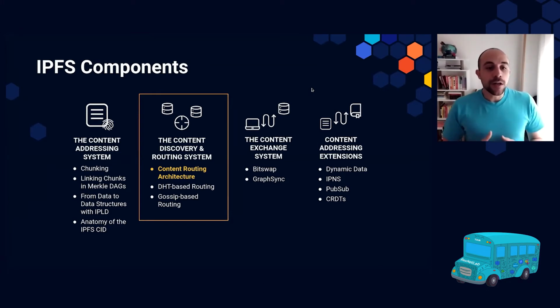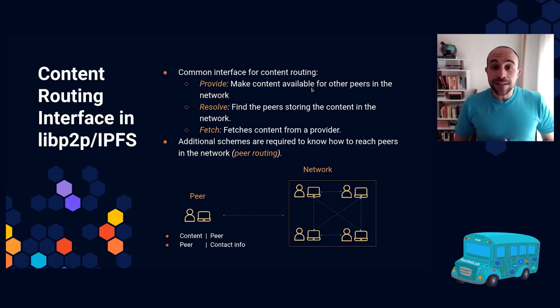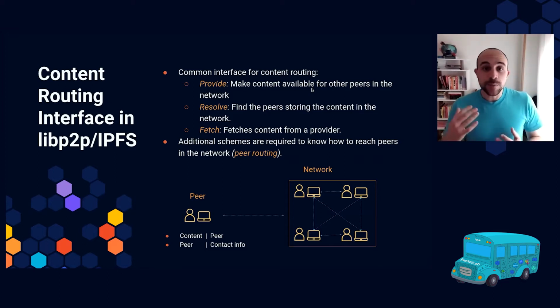And we're going to start discussing the content routing architecture in the IPFS network. And this content routing architecture in IPFS is implemented through a content routing interface. This content routing interface implements different types of protocols and exposes three main operations: a provide operation to make content available for other peers in the network, a resolve operation that is used to find peers that may be storing content in the network, and the fetch operation that is used to actually request the download of the content.